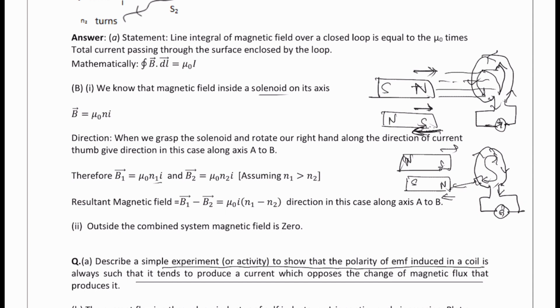So in both cases, whether the south pole approaches or the north pole recedes, the direction of induced current and EMF is such that it will oppose the cause. Okay, so this experiment is clear.